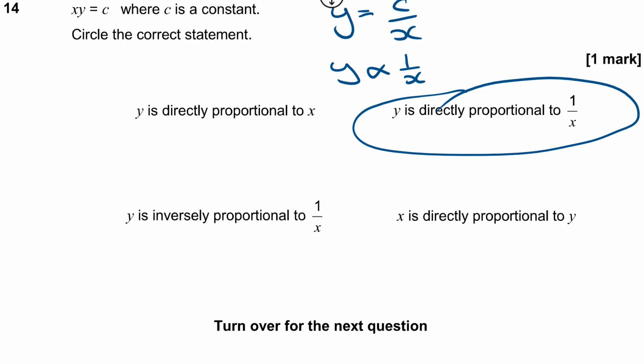Now, if y is proportional to 1 over x, you can say that y is inversely proportional to x, but you cannot say y is inversely proportional to 1 over x. That makes no sense. So don't be tricked by that. Y is directly proportional to 1 over x, or y is inversely proportional to x.